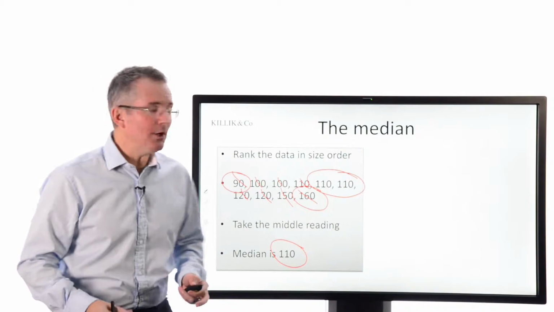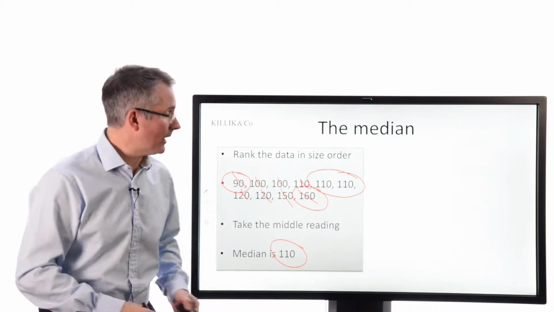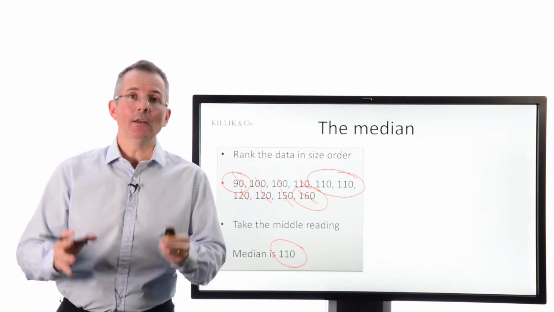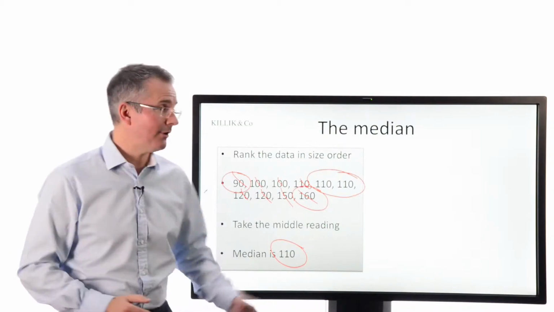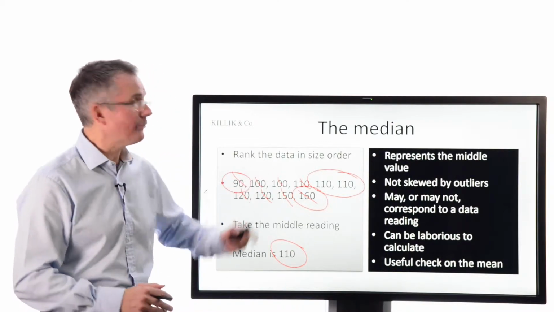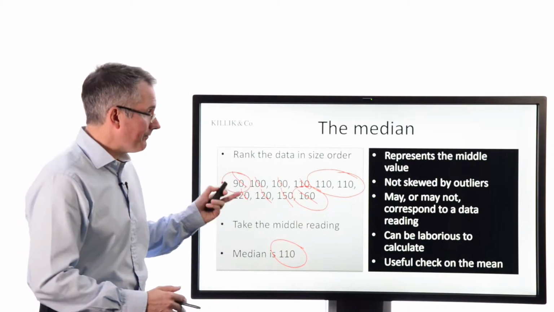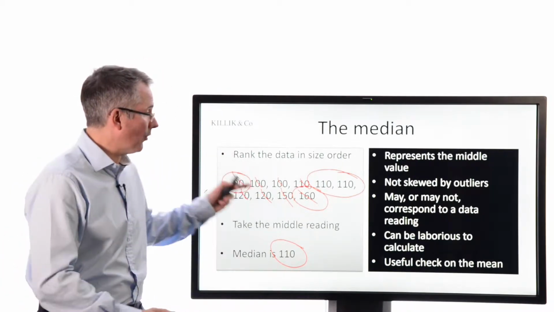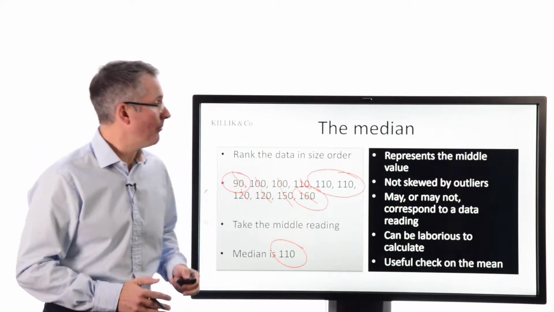And this can be quite a useful way of judging how representative the mean is of the data you're looking at, because if the median's a long way away from the mean, you may have a problem relying on the mean as being representative. So, over on the right-hand side, it represents the middle value. It's not skewed by outliers like the mean is. It's quite a good check on the mean. However, beware, it may or may not correspond to one of your pieces of data, depending on whether you need to do that averaging exercise to actually get your median.